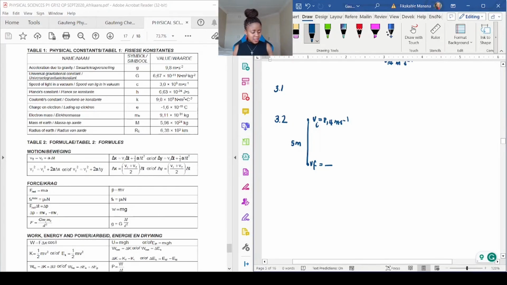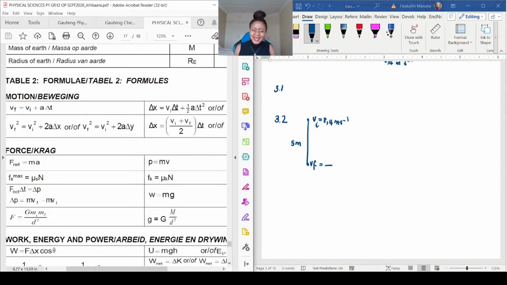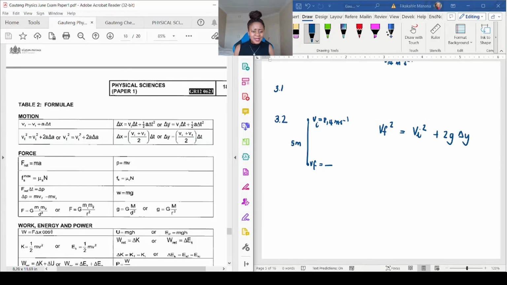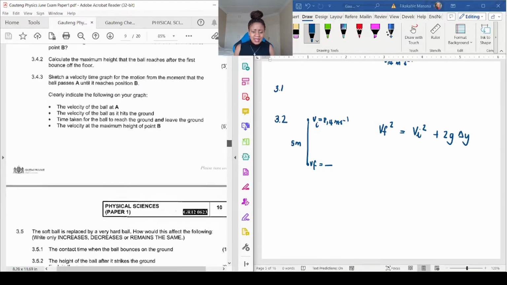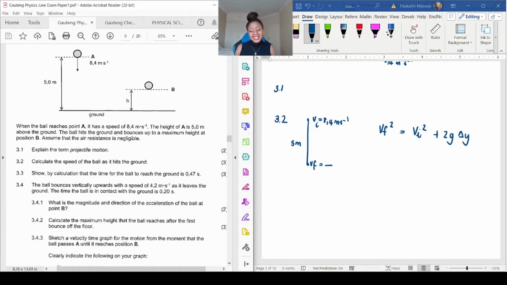Okay, so I found a formula sheet which has the formula with delta y without time. So there it is. Final velocity squared is equal to initial velocity squared plus 2 times acceleration, in this case gravitational acceleration, and delta y. Now let's go back to the physics paper that we are busy with. So they made an error there. I hope the teachers came and told the kids to change this.